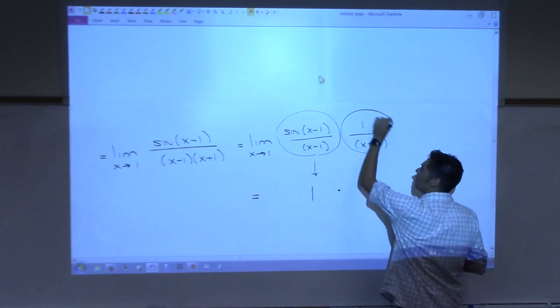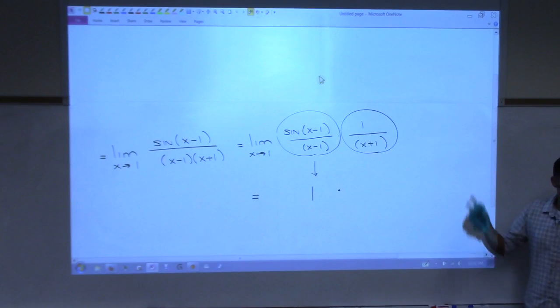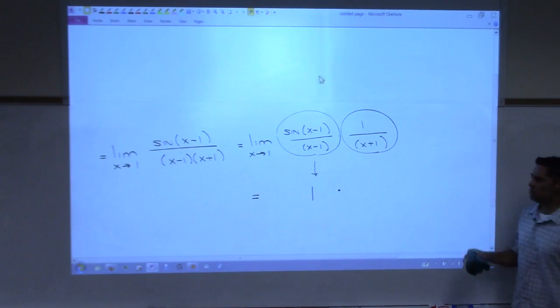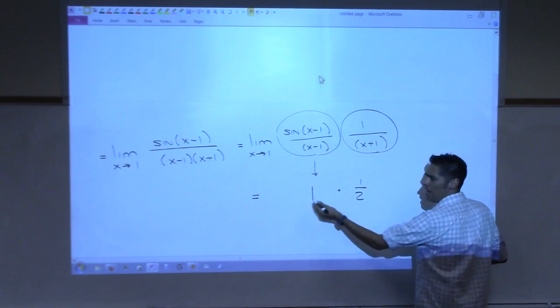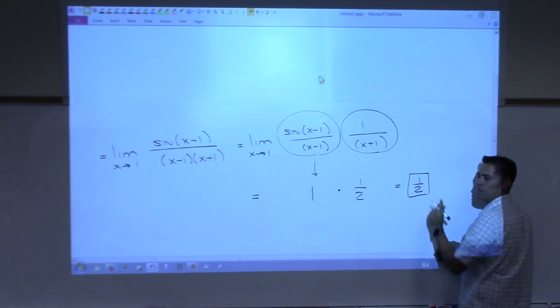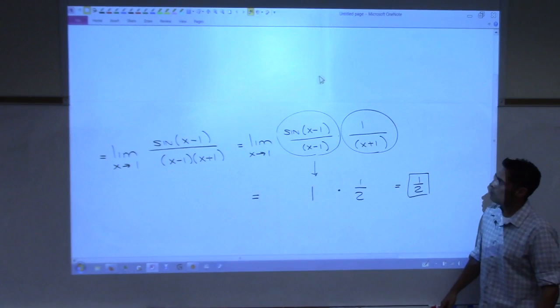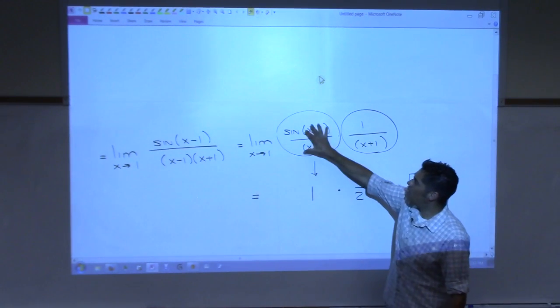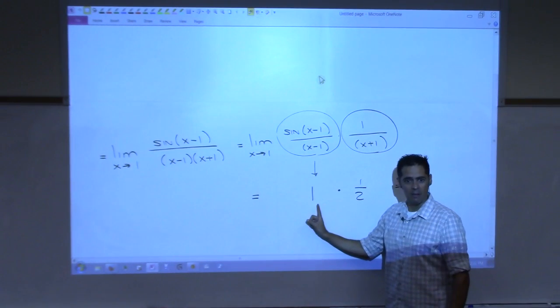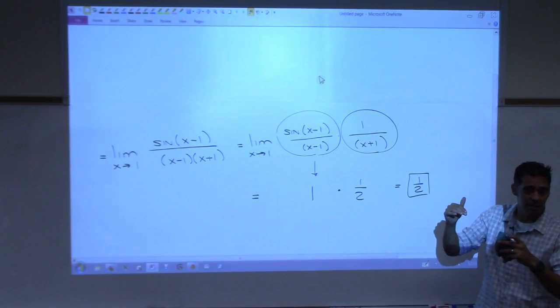times, now what's the limit of this as x goes to 1? That's just direct substitution, 1 over 2. What is 1 times a half? A half. The answer is 1/2. That's what that one goes to. Yes? You're not going to write the sine? What sine? Sine of 1 times 1/2? No, this right here goes to 1. The whole thing goes to 1 using that sine junk over junk idea.